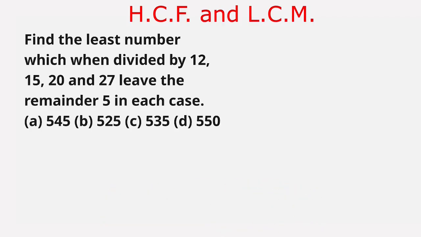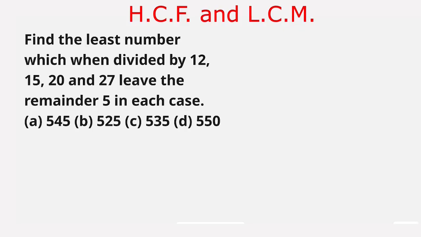We can easily solve this question from the given options. We have to first subtract 5 from each option, as the remainder given to us is 5 in each case. The number which we receive after subtracting 5 must be divisible by 15, 20, 27, 12. As it is divisible by 20, the number must end with 0. So we check it after subtracting 5 from each option.